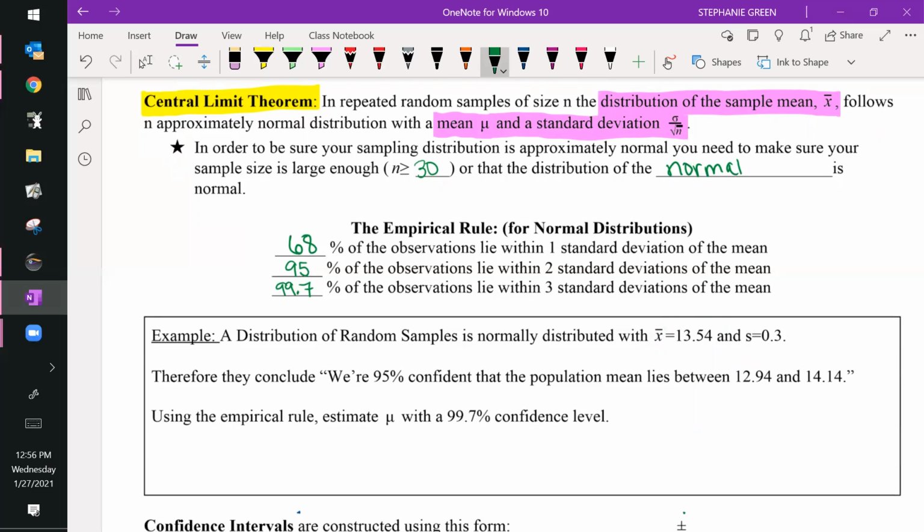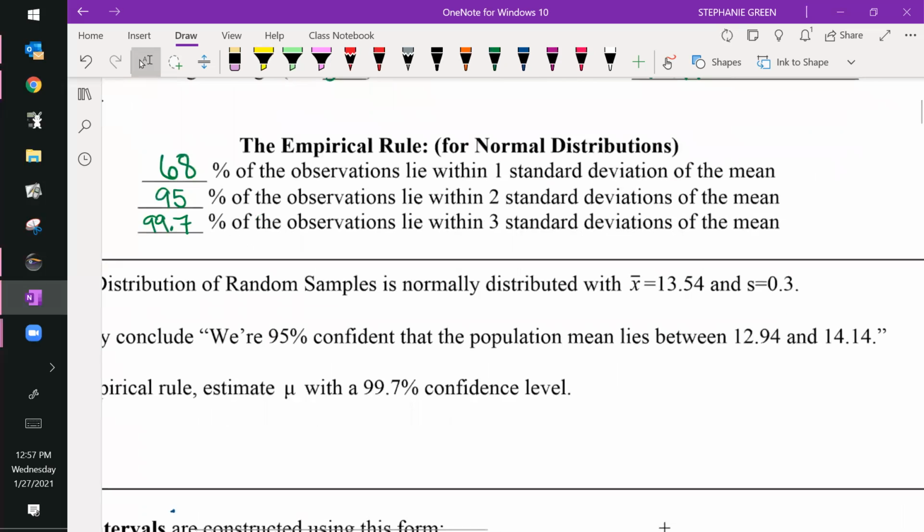So here we have just a small example that we don't have to do too much work in. We have a normally distributed sampling distribution where X bar, our sample mean, is 13.54, and the standard deviation of our sampling distribution is 0.3, not sigma. It's the actual sample standard deviation, so we don't have to do any math with that. And they have concluded this, that about 95% of the data lies between 12.94 and 14.14. Okay, there's some different things within that statement right there.